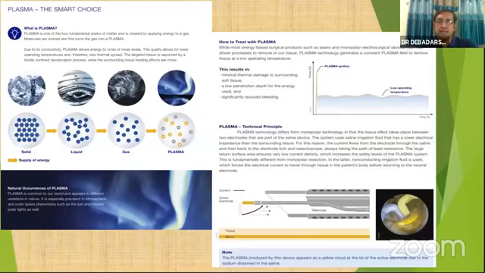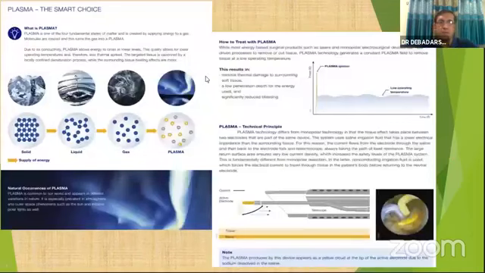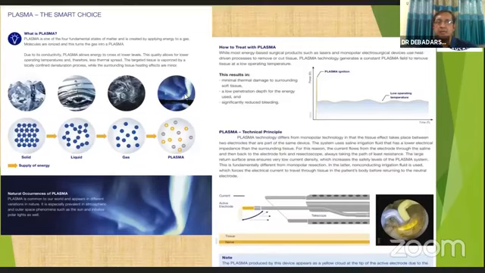And plasma, because plasma is one of the four fundamental states of matter, created by applying energy to a gas. When the energy passes to the gas, it's converted into a plasma, and the conductivity of the plasma allows energy to cross at a very low level. That is the reason it maintains a very cool temperature at the point where it is being resected, and the surrounding temperature is very low.